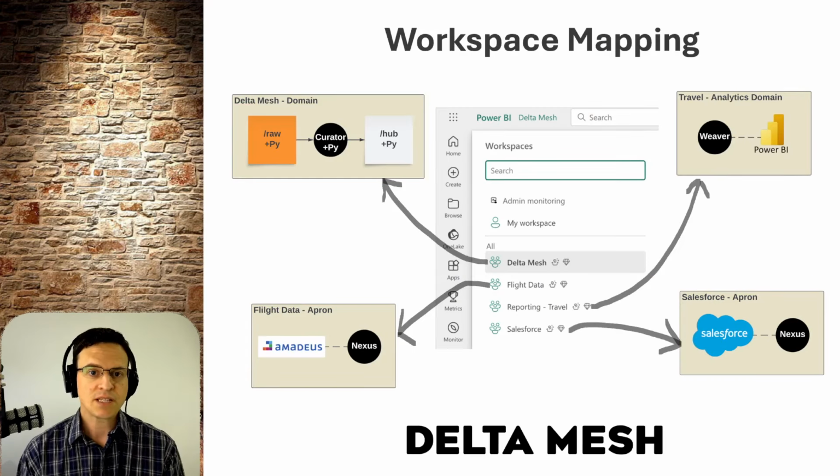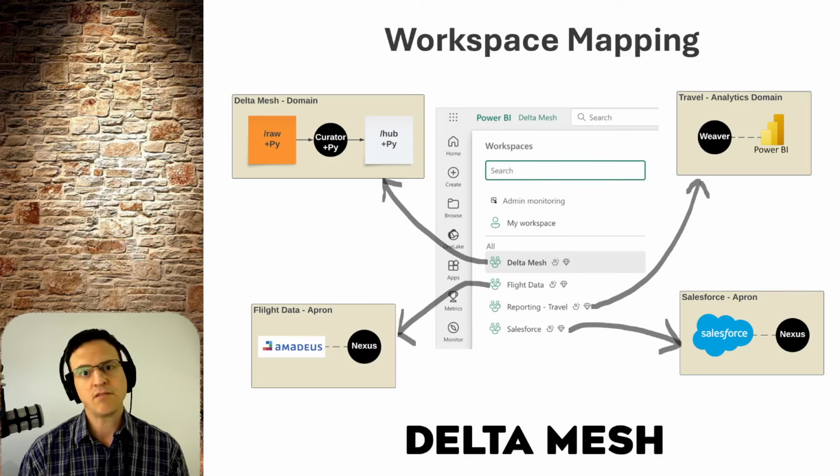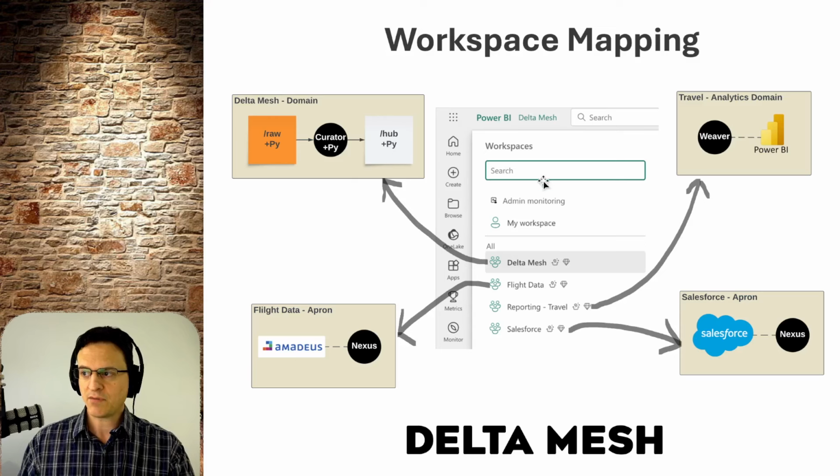So Microsoft Fabric's broken up into workspaces, which if you're familiar with Azure, you can think of in a similar way to resource groups. We've already defined our basic architecture. So now we've created a workspace to match each one. So we've got Delta Mesh, which is sort of a standard one, flight data, the Salesforce, and of course our reporting domain.